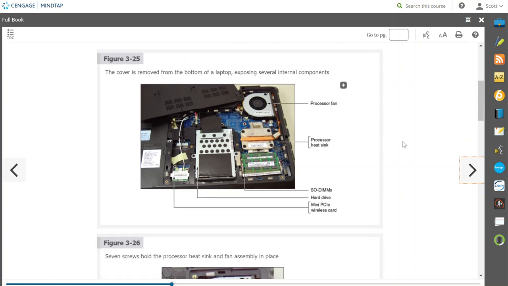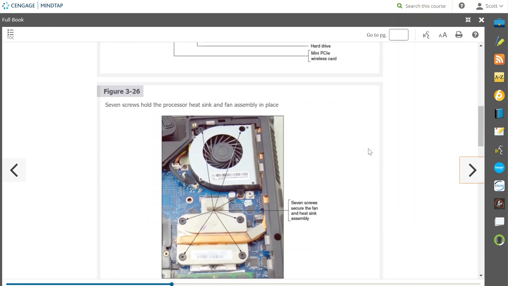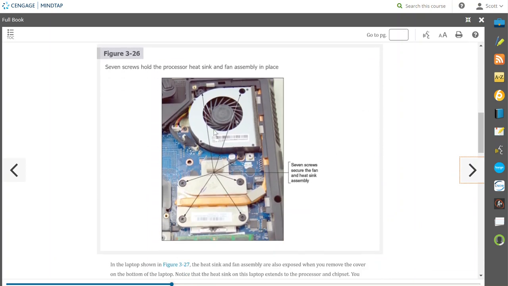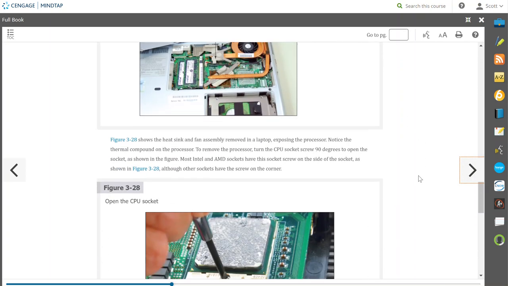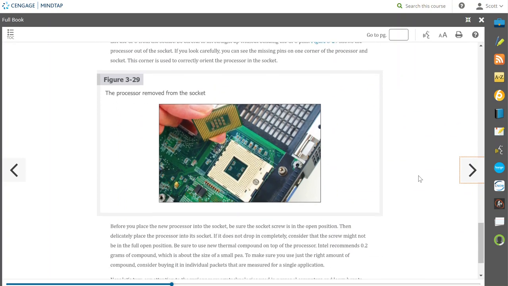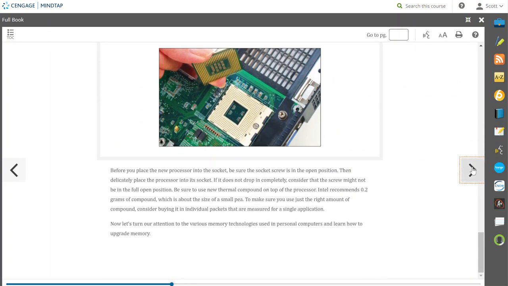Okay. Excuse me. So the heat sink on a processor is not the same as you would see on a traditional desktop system unit. Here's an example of how it's set up. And it's got this connection from the fan to the heatsink. Okay. And it's a step-by-step process to remove the processor, remove the heatsink.